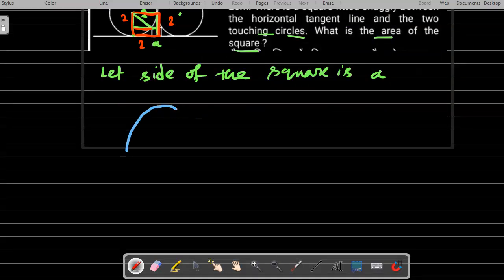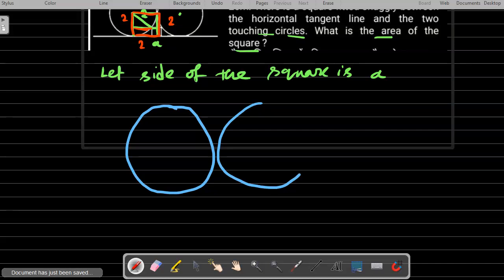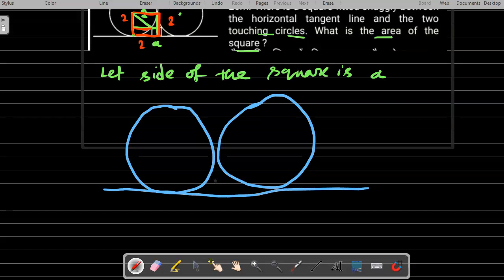Let me draw it clearly. This is our one circle. This is another circle. The picture may not be perfect. This is the tangent line and here is our square. The side of the square is A. This is the center of this circle. This is the radius, that is 2. This is also 2. Now I draw this line.